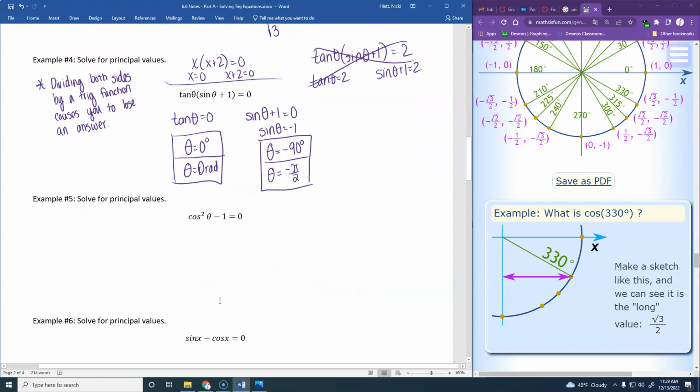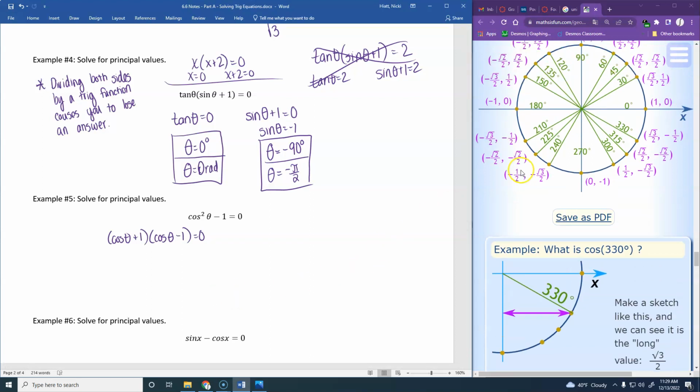So for 5, you have 2 options on the way that you can solve this. Okay? And both of them are relatively simple. So on 5, you could factor this. This would be cosine theta plus 1 times cosine theta minus 1 equals 0. So we could factor here.